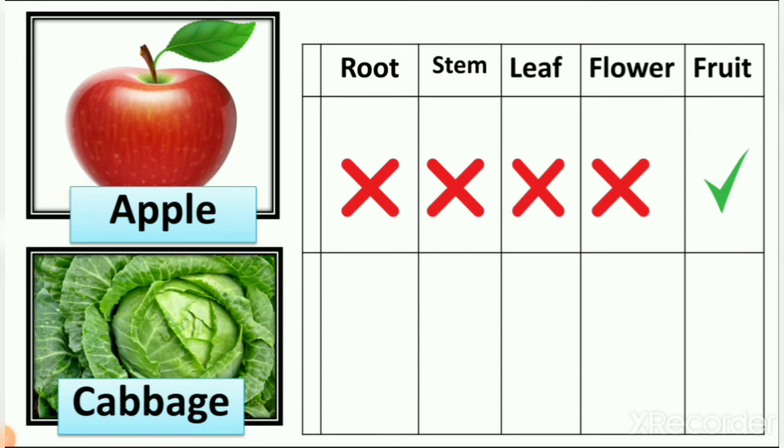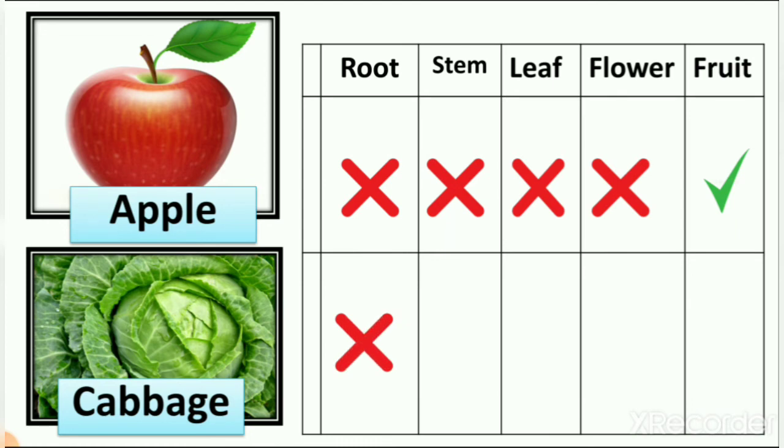Then next, the second one, cabbage. Now you can see here cabbage looks like a flower. So maybe it is the flower of the plant. Right or wrong? Let's see. First we start with root. Is cabbage the root of the plant? You can see here cabbage. Does cabbage grow underground? Yes or no? No. So what do we do in the roots box? We put a wrong mark in the roots box.